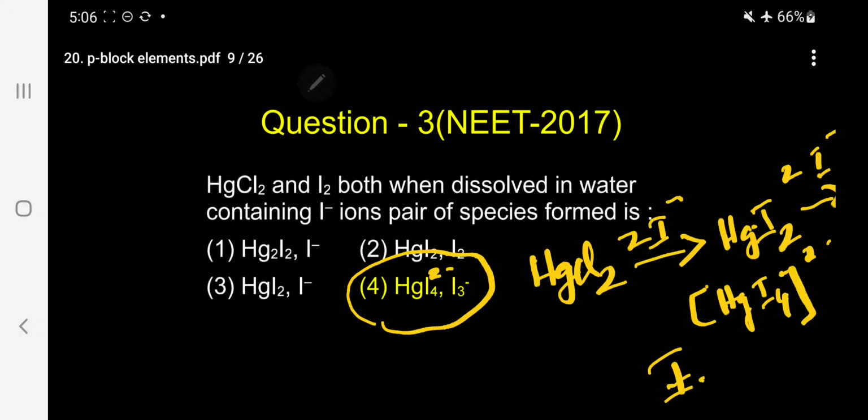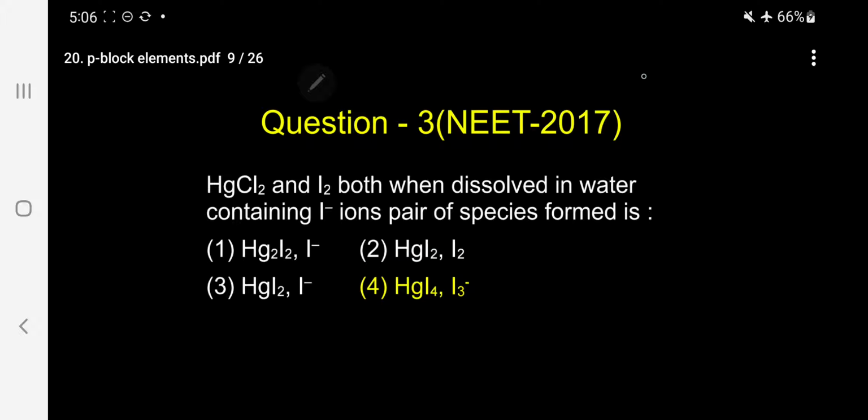Now we are having iodine, it will react with I minus, and it is giving I3 minus. Kindly follow, I3 minus is forming. So this is the correct answer. Please follow. HgI4 2 minus plus I3 minus is the correct answer.